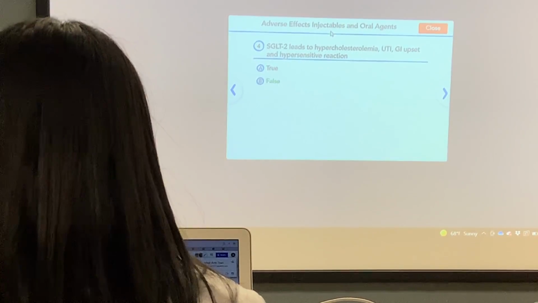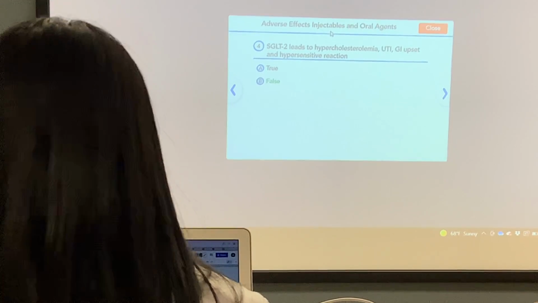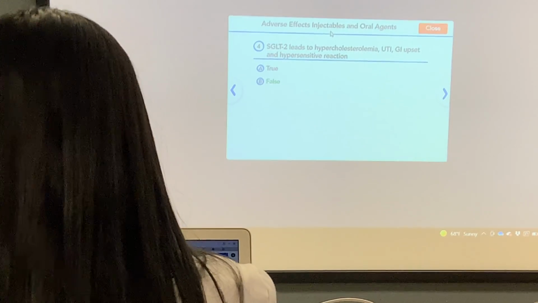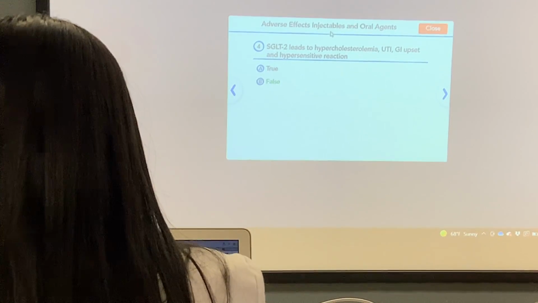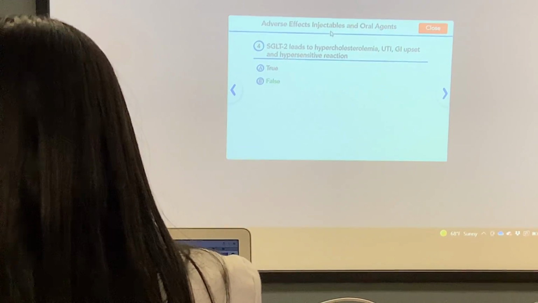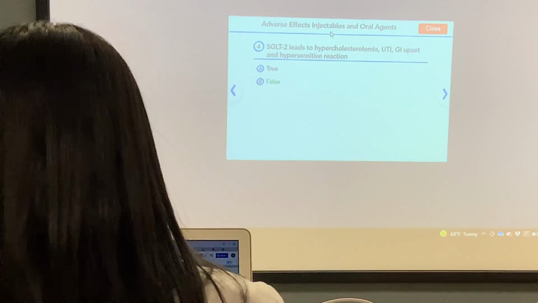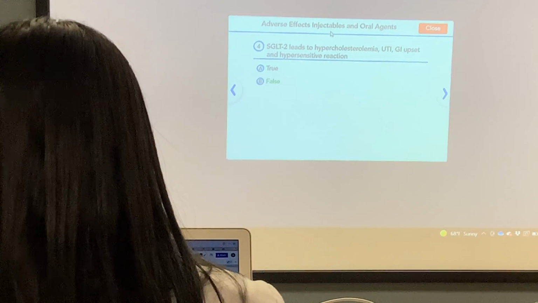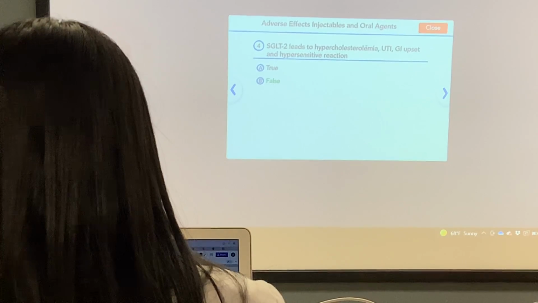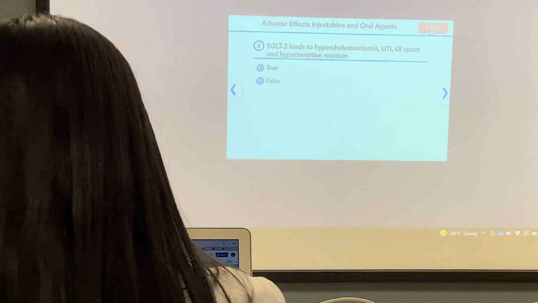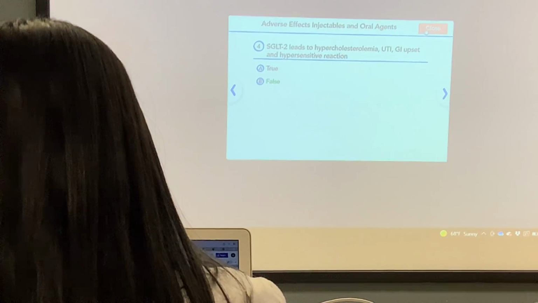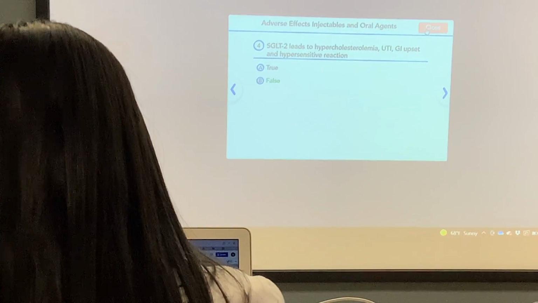So for number 4, SGLT2 leads to hypercholesterolemia, UTI, GI upset, and hypersensitivity reaction. That's false, because of the GI upset. It has nothing to do with the GI upset, so remember that. The SGLT2 goes to the urine, that's the kidney, that's majorly where it works. So don't worry about the GI.